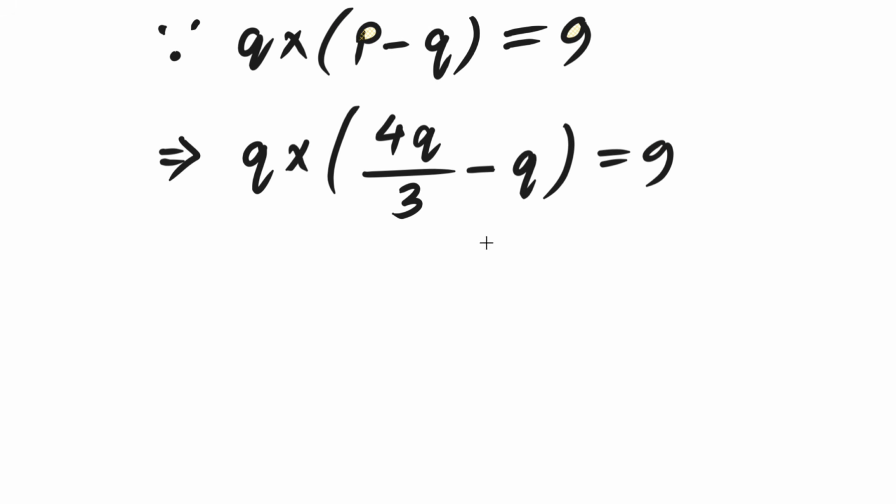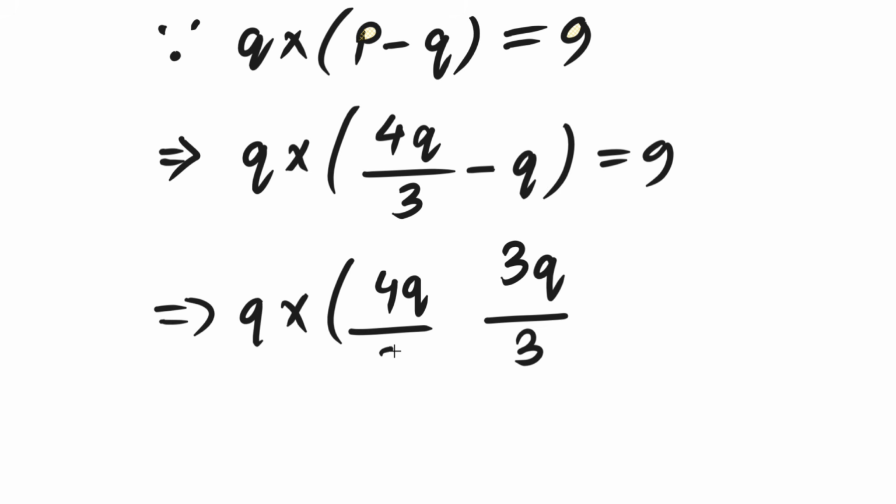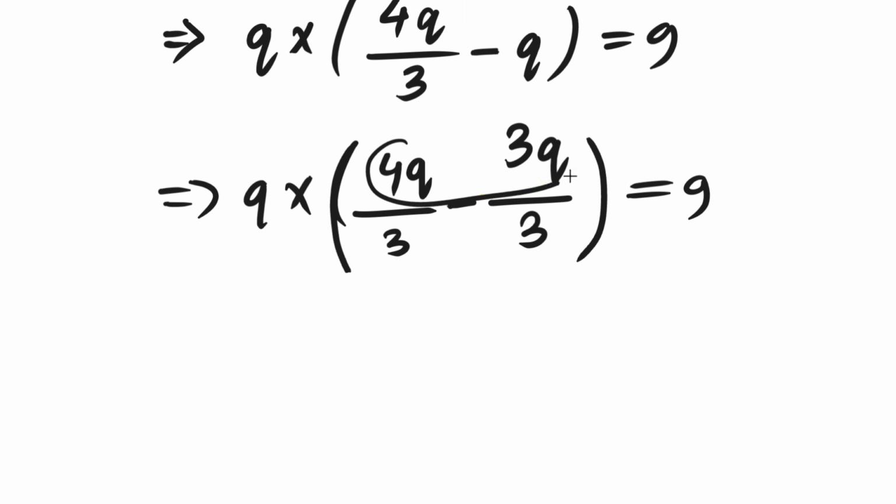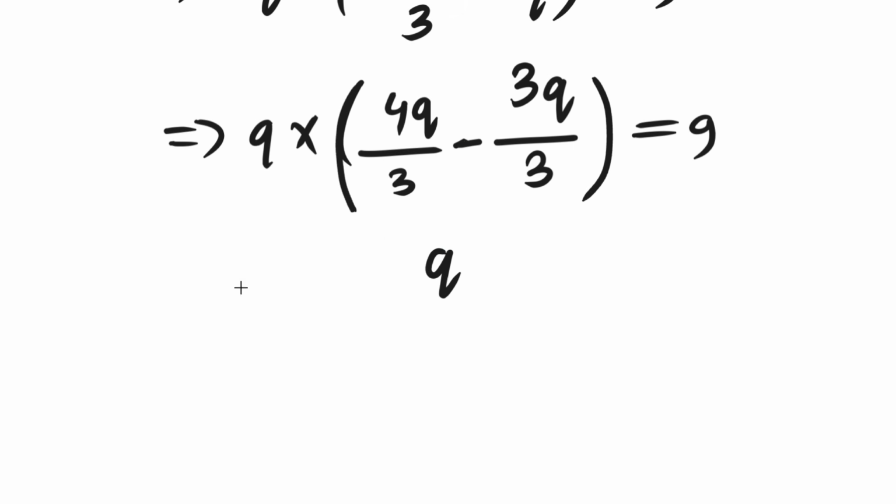Now let's simplify what is inside the parentheses. We have 4q divided by 3 minus q. To subtract these terms, we need the same denominator. We can think of q as 3q divided by 3. So we have 4q divided by 3 minus 3q divided by 3. The numerators become 4q minus 3q, which leaves us with q. Therefore, the entire expression inside the parentheses simplifies to q divided by 3.